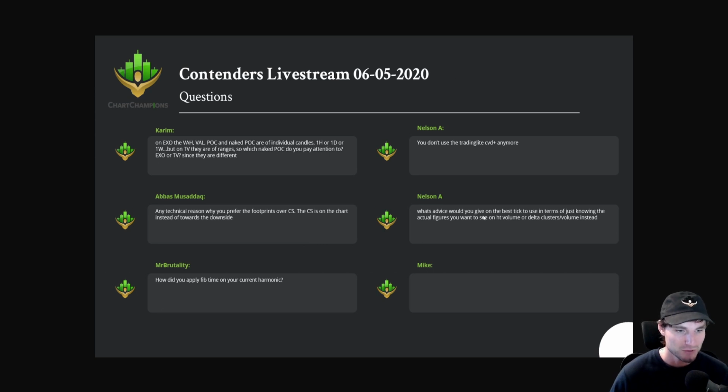What advice would you give on best ticks to use in terms of just knowing the actual figures you want to see? Again, this is so context dependent that there isn't just a best tick. It's impossible to say this is the best tick, stick to this tick. There literally isn't an answer, and obviously I'm going to do a live stream on ticks and which is the best one for each situation. But yeah, there isn't a best tick to use.